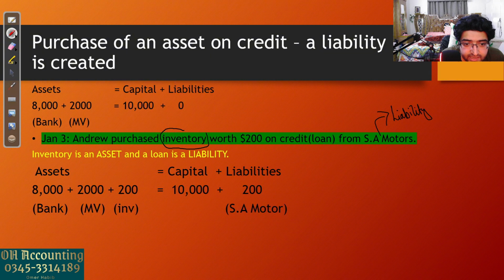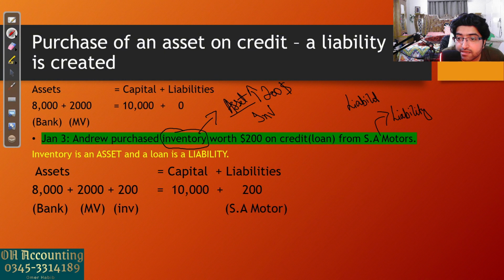What is inventory? Inventory, I told you previously as well, it is an asset. It is the things that we buy to resell. So it is an asset. As we can see, our asset is increasing by $200. Which asset is increasing? Inventory. And our liabilities are also increasing by 200 because now we have taken a loan. Our liabilities were 0, but now they are 200. So liabilities are increasing. Okay.